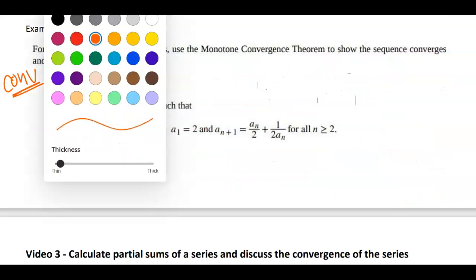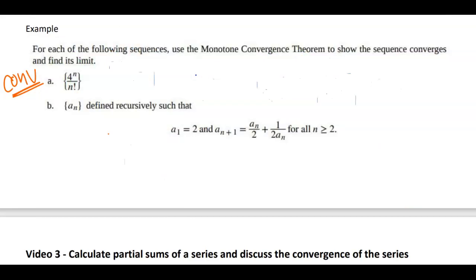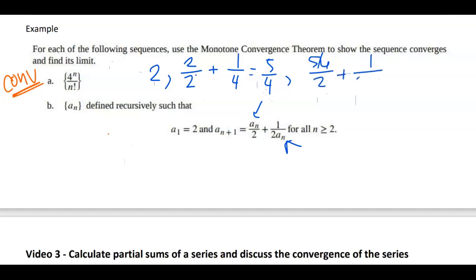All right, let's look at B. So now I have a recursive sequence. I know the first term is 2. But then I find the next term by plugging that in everywhere I see a sub n. So to find a2, I'm going to plug in the term before it here. So that's 2 over 2 plus 1 over 4. That ends up giving me 5/4. 1 plus 1/4 is 5/4. Okay, the next term, I then plug in 5/4 over 2 plus 1 over 2 times 5/4. And that ends up giving me, I believe, 41 over 40.